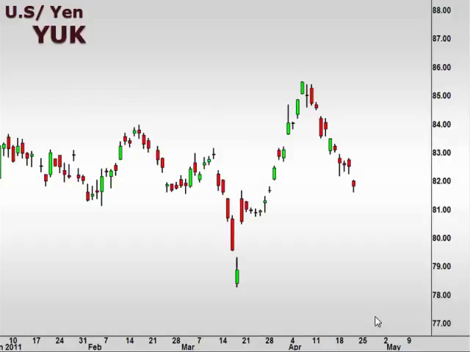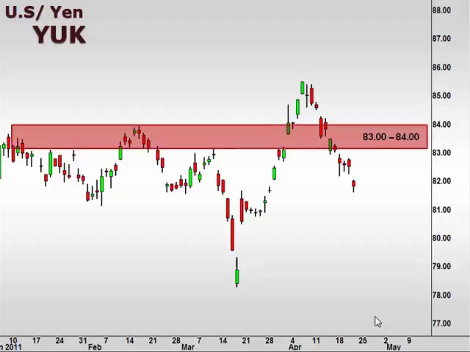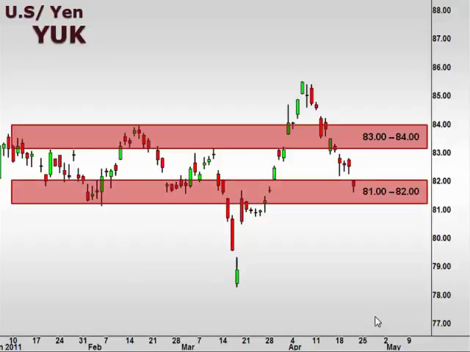Well, let's take a look at the US dollar versus the Japanese yen as seen here in the ISE FX Options pair value YUK. Well, the YUK continued to slide lower last week, slicing through support at 83 and continuing to test the 81-82 level. Now, this level should hold as support, lending credibility to a bounce. However, the trend remains to the downside.